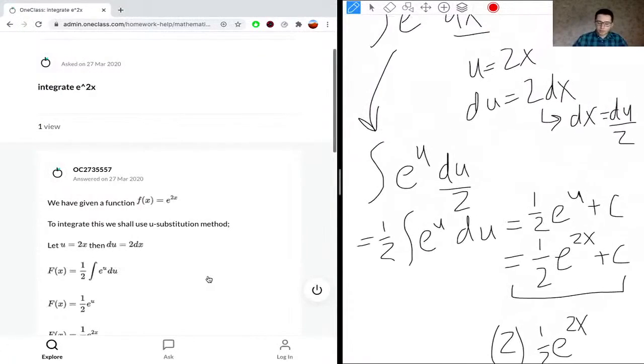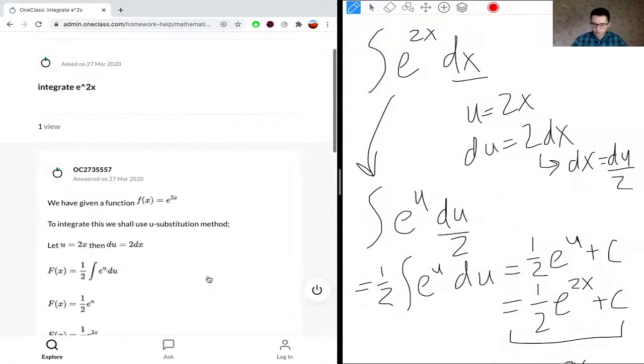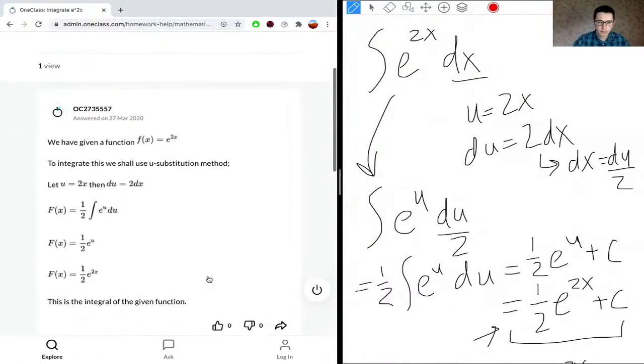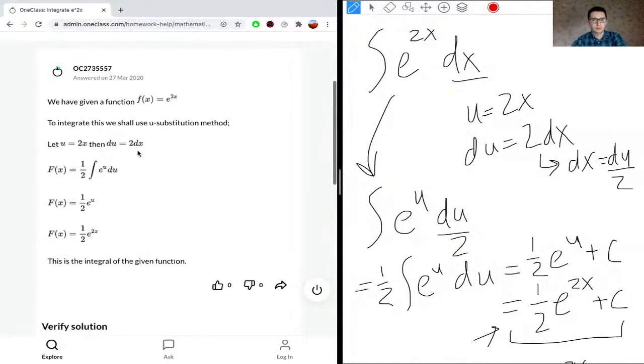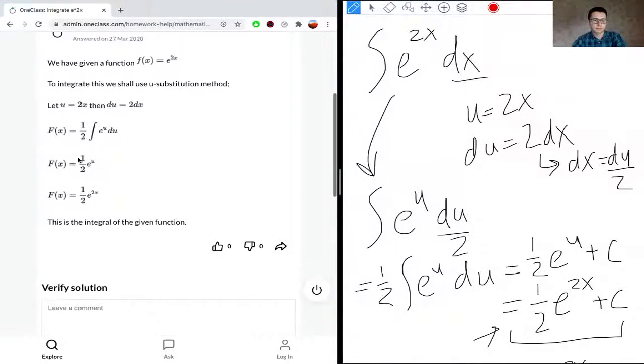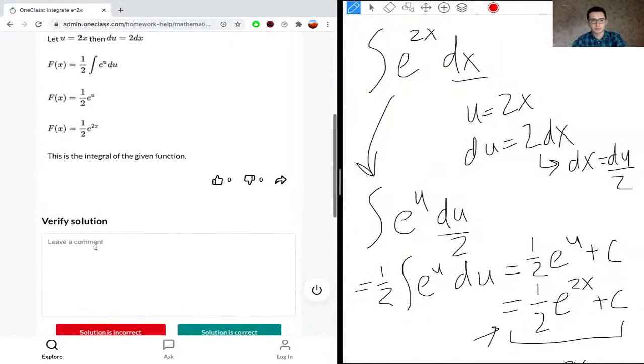So over time, you can recognize this, and instead of using substitution, you can go right away to the final answer. So looking at the solution, the correct process is followed to take the derivative. Here they use substitution, u equals 2x, and then du is 2 dx. And to get half e to the 2x is the right integral. So correct answer, great job.